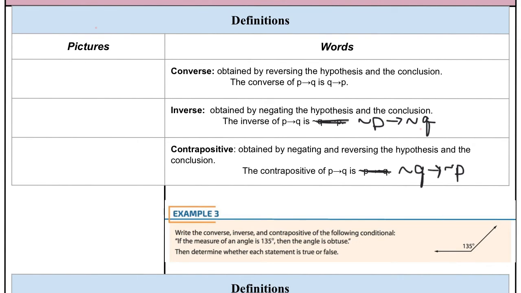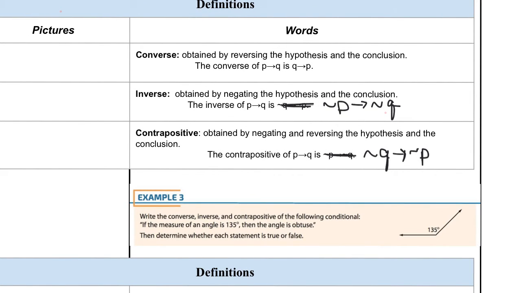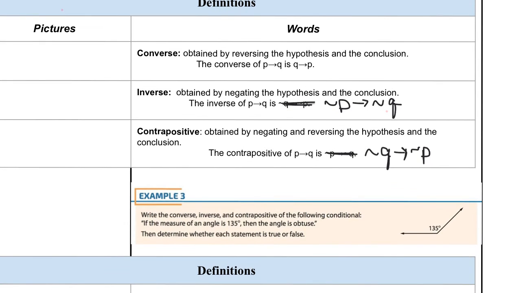So let's look at this in an example right here. Write the converse, inverse, and contrapositive of the following conditional. If the measure of an angle is 135 degrees, then the angle is obtuse. So the first thing I'm going to do is my P's and Q's. The P would be the measure of an angle is 135 degrees. And my Q would be the angle is obtuse. And then we're going to determine whether each statement is true or false.